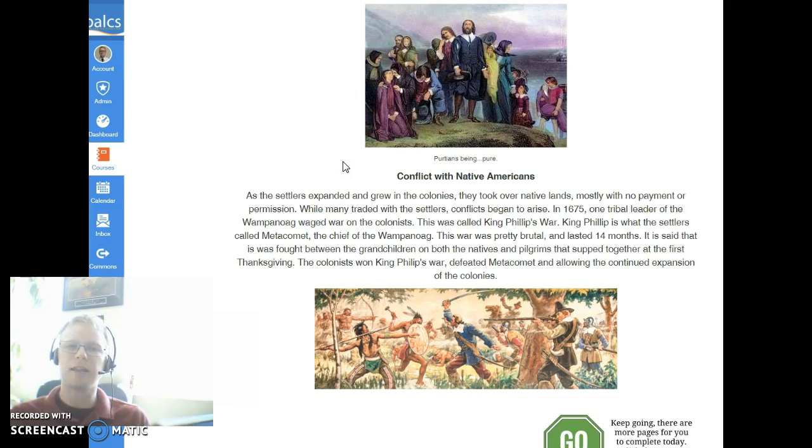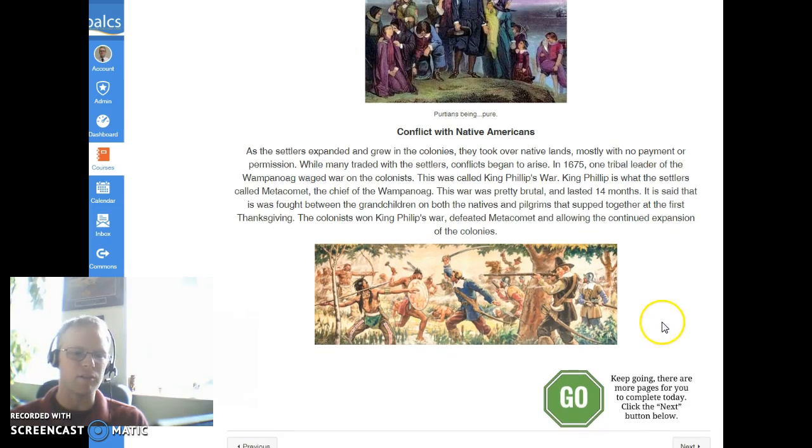When we talk about this again at Thanksgiving, it's kind of sad, but we'll talk about how the Indians and colonists that fought in King Philip's War against each other, killing each other, were actually the descendants of the same Indians and settlers that dined together at the first Thanksgiving. So it's a pretty sad turn of events. The colonists won, they defeated Metacome, and this basically allowed for the continued expansion of the colonies into Native American lands. Here's a little picture of King Philip's War. See, they look like pilgrims fighting pretty stereotypical Native Americans.